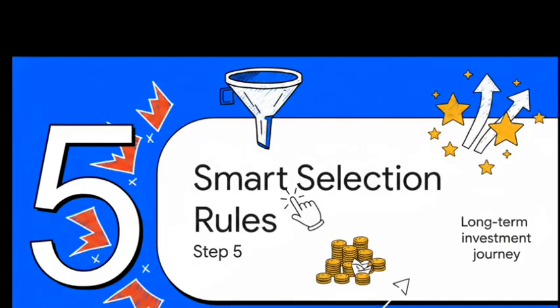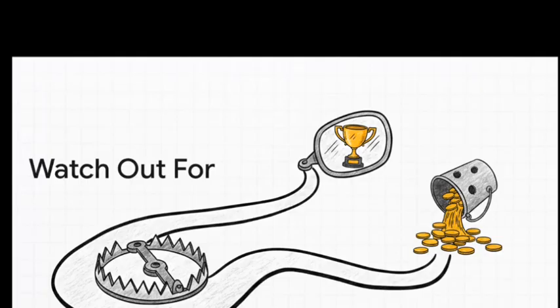All right, bringing it home with Step 5, Smart Selection Rules. This is where we cover the major red flags and the golden rules to keep you out of trouble. First up, the biggest trap in the whole financial world: chasing past performance. Seriously, just because a fund was the darling of the market last year does not mean it won't tank next year.